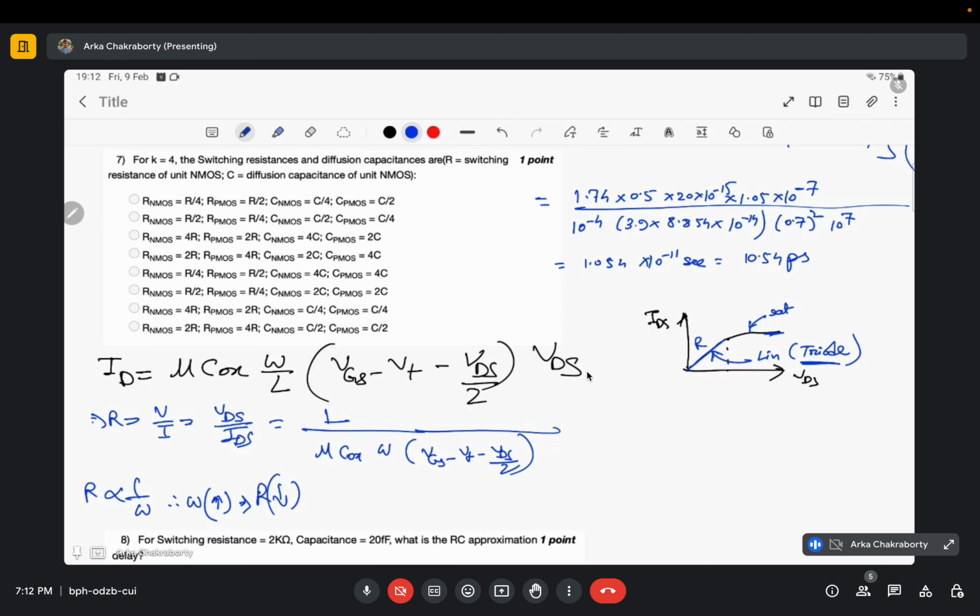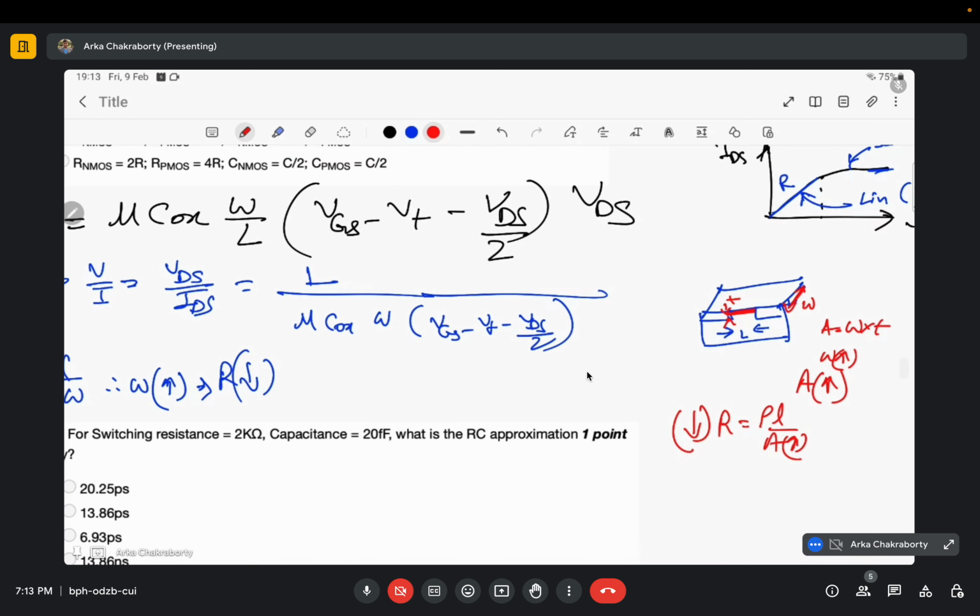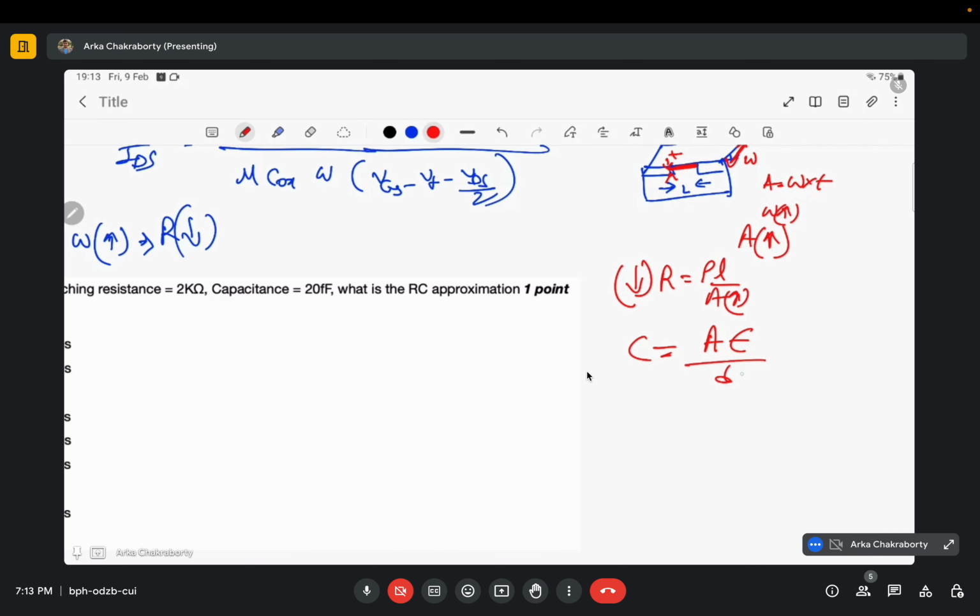This can also be thought of as how W is affecting the structure. If I see my MOSFET structure, this is my L and this is my width W. So what is area? If this is the thickness t, area is basically W into t. So if you increase your W, your area would increase, and as area is increasing, my resistance, which equals rho l by A, would decrease. Similarly, I know capacitance equals A epsilon by d. So if W increases, my area would also increase, and hence my capacitance would also increase.